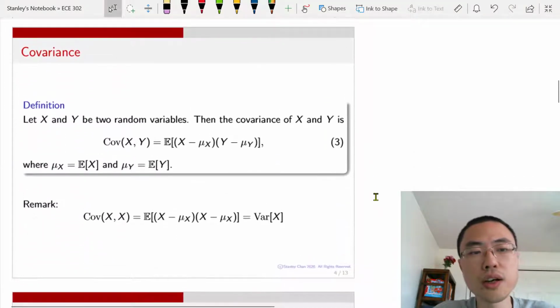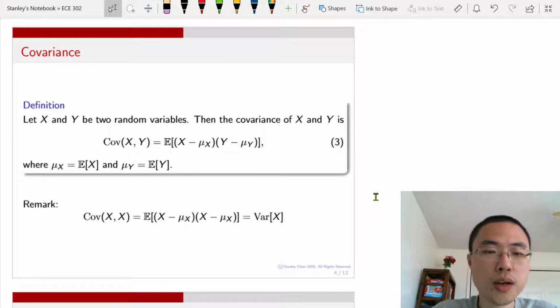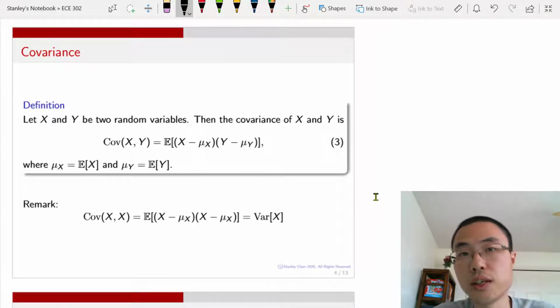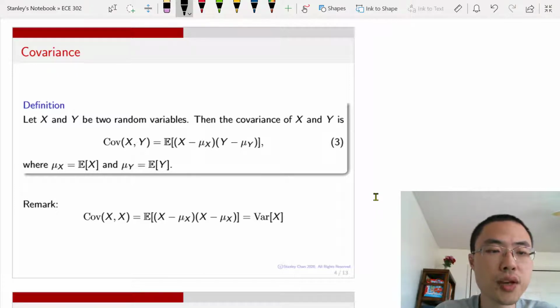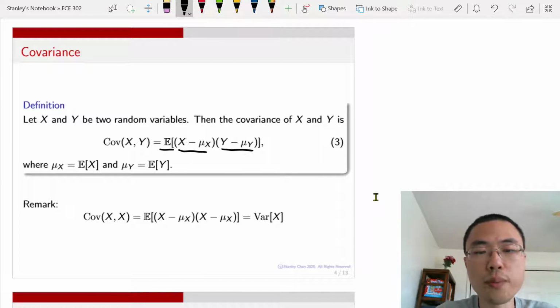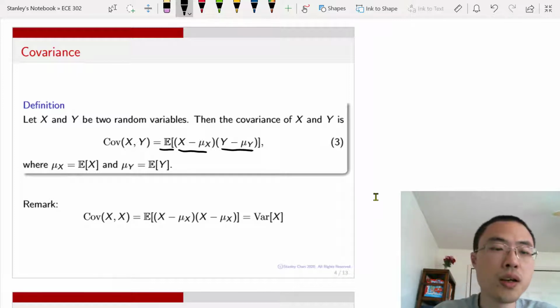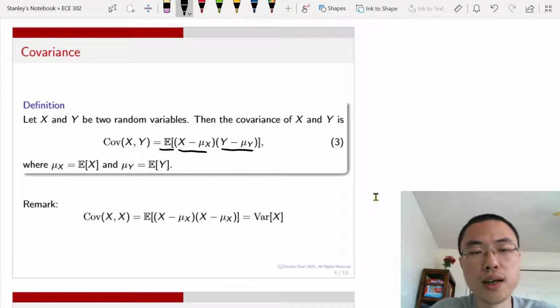So let's start by talking about covariance first. The covariance of a pair of random variables, doesn't matter if it is continuous or discrete, x and y is defined as the expectation of x minus mu x, y minus mu y. You multiply them together, and then you take the expectation. Mu x and mu y are the expectations of x and y respectively.